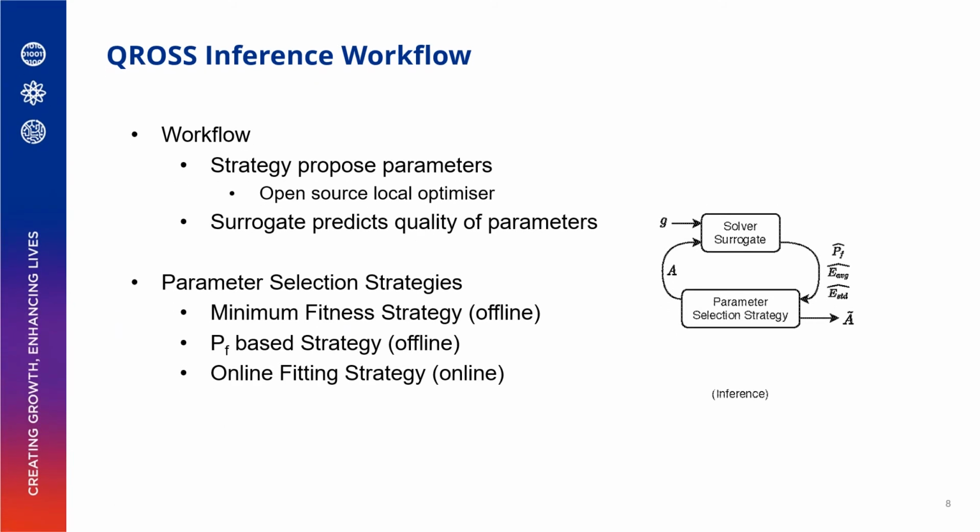After training, we can use it to find promising relaxation parameters. First, we input the graph and the relaxation parameter into the surrogate and get the prediction of a probability of feasibility and the energy. Then we use parameter selection strategy to adjust the relaxation parameter and pass it back to the surrogate to see if there is any improvement in the solution. We do this iteratively until we find an optimal objective energy.